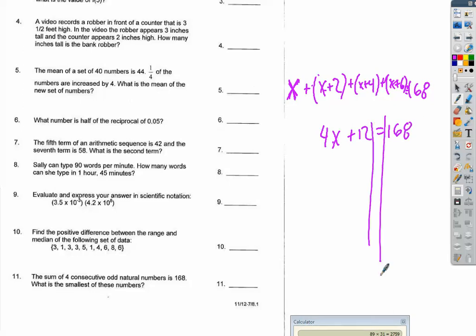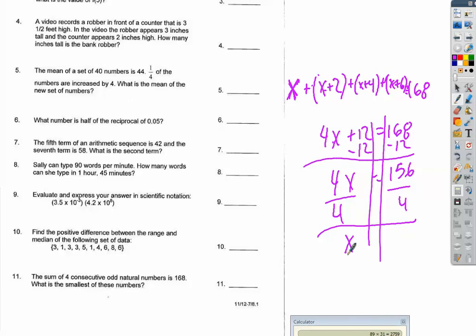So now it's time for the train tracks. So we have 4x is equal to 156, divided by 4, divided by 4. And x is equal to 39. All right, next page.